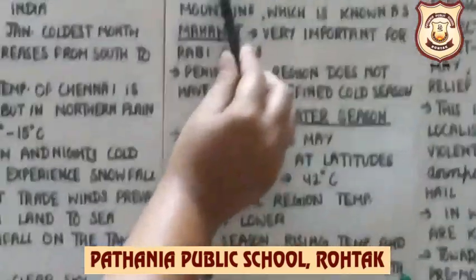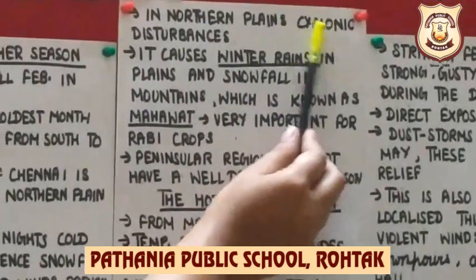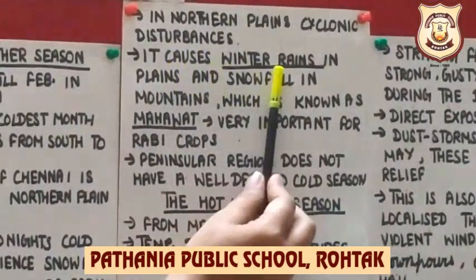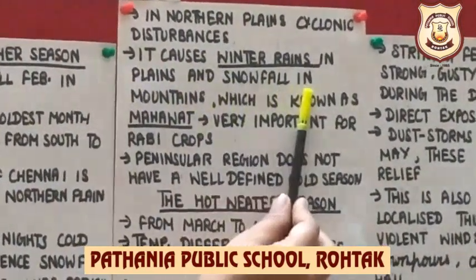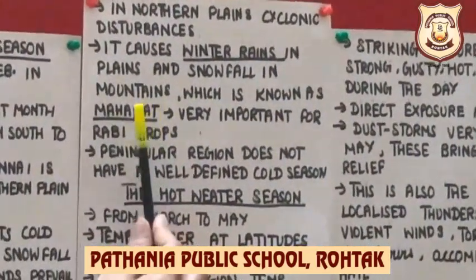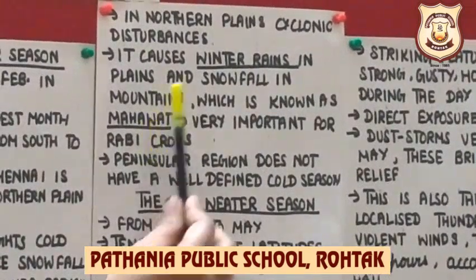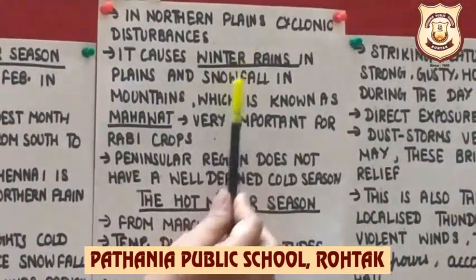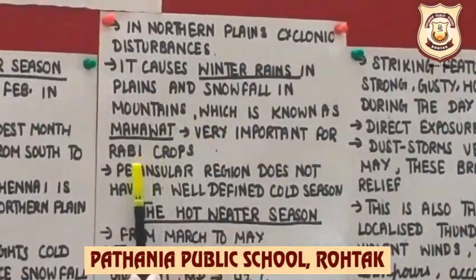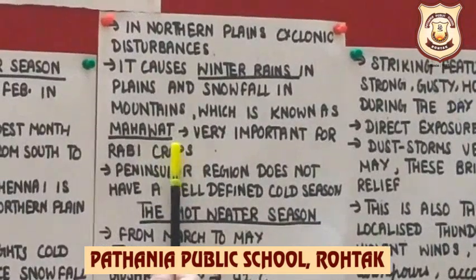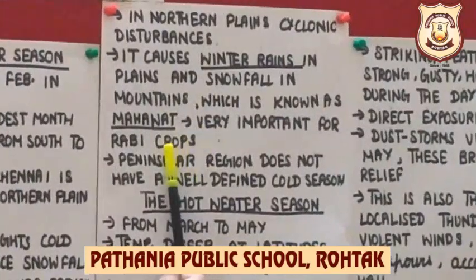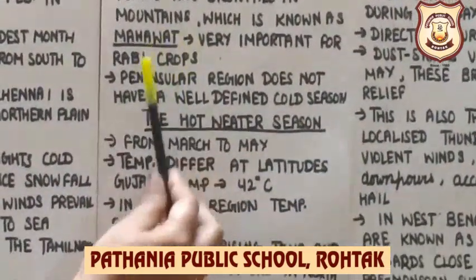And even during this time, in northern plains, cyclonic disturbances are also seen, which cause winter rains in plains and snowfall in mountains, and this is known as Mahavat. What do we mean by Mahavat? Beta, the winter rain is known as Mahavat and it is very important for Rabi crops. As we know, Rabi crops are the crops that are sown in winter, in November, like wheat. So this rain is very good for these Rabi crops.